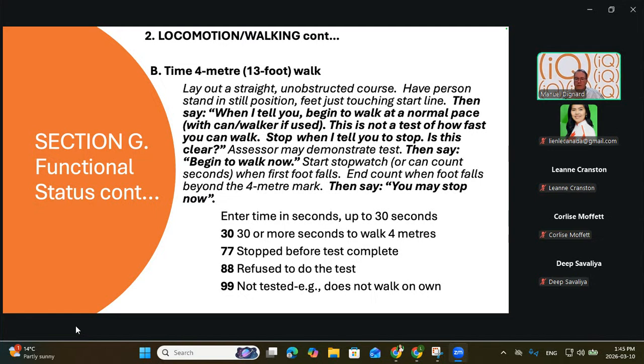Now, if they did it in 10 seconds, you put 10. I don't expect them to do it in 2 seconds, but anything under 30, you just put in the actual number that it took for them to walk that 4 meters.